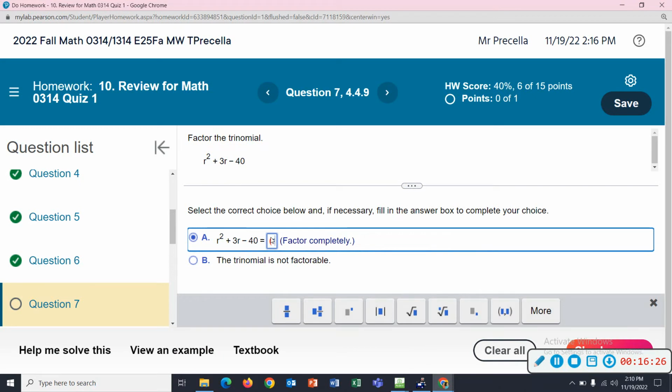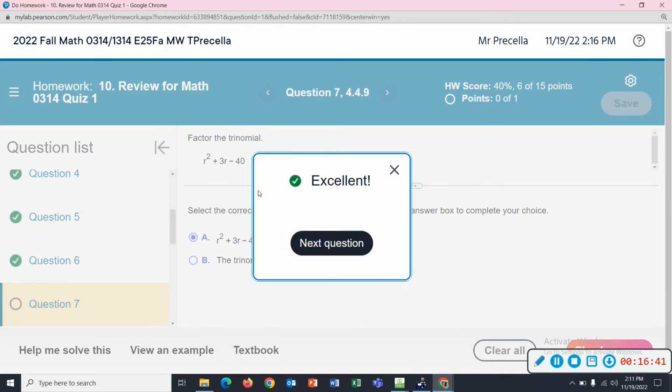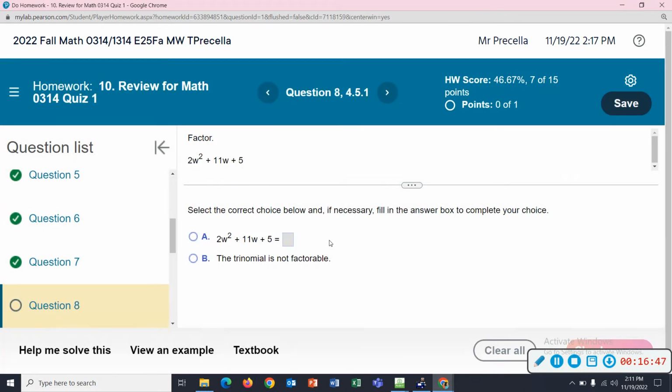Parentheses. R minus 5 times R plus 8. Notice, once again, that's just saying factor. It doesn't say solve an equation. This one here, too, you're just factoring it. We write it down. Number 8. 2w squared plus 11w plus 5. 2w squared plus 11w plus 5.